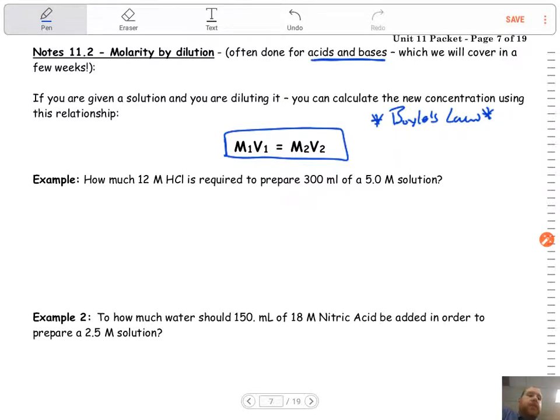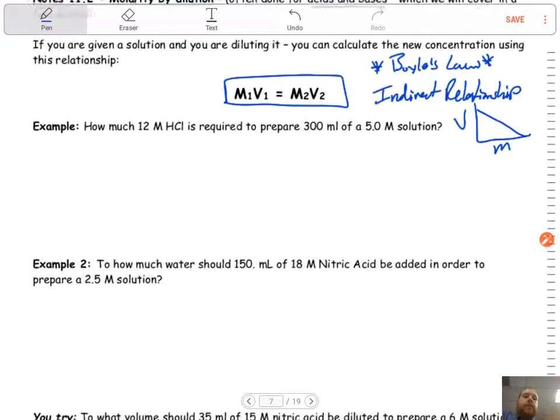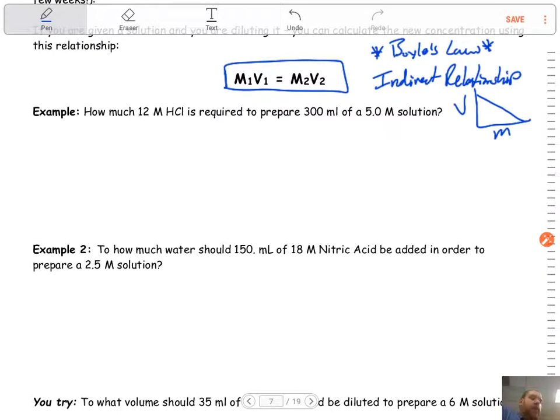So think back to help yourself remember this. What type of relationship is this? Well, if one goes up, the other one has to go down. So this is an indirect relationship. If we're thinking about a graph, the graph would look something like this, where you have molarity and volume. If volume goes up, molarity is going to decrease, and vice versa as well. It's supposed to be a straight line, and I can't draw straight. There we go. That's a little side note, but the math is going to be the same. Write down all your parts and solve for your unknowns.